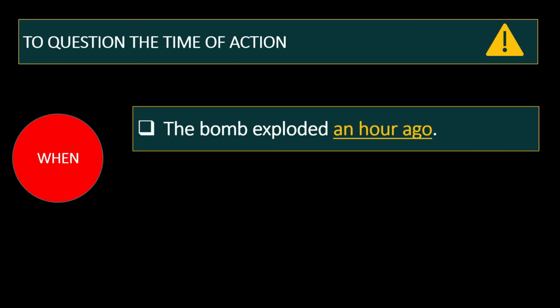The next one. Again, when, another example. The bomb exploded an hour ago. So here an hour ago is the phrase that tells us about the time of action. The action exploded. So time, so we use when. What should we do here? Just like we discussed before, we have to split this into did and V1. Exploded is V2. If you split that, you get did and explode.